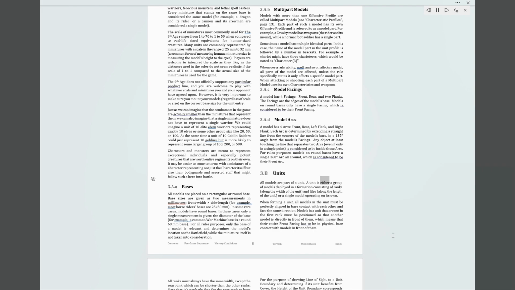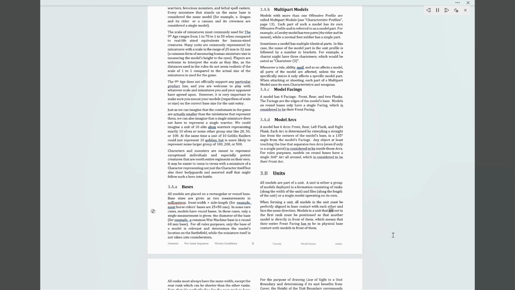A unit is either a group of models deployed in a formation consisting of ranks along the width of the unit and files along the length of the unit, or a single model operating on its own. When forming a unit, all models in the unit must be perfectly aligned in base contact with each other and face the same direction.